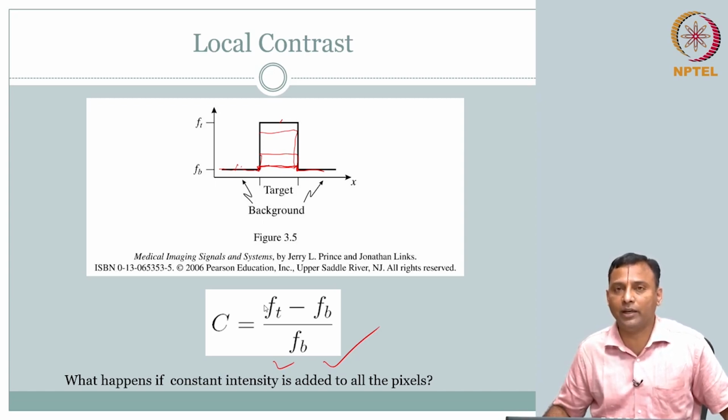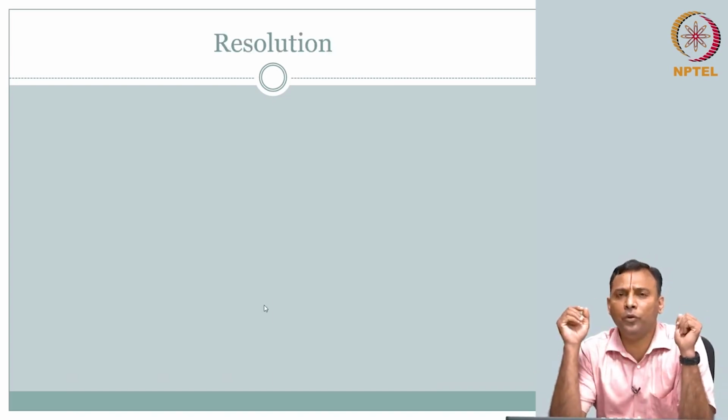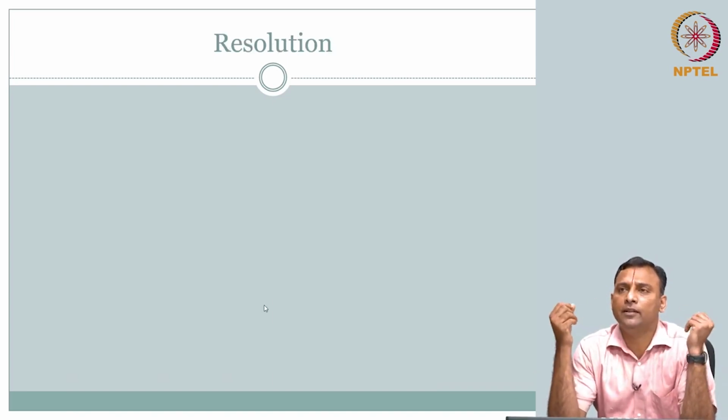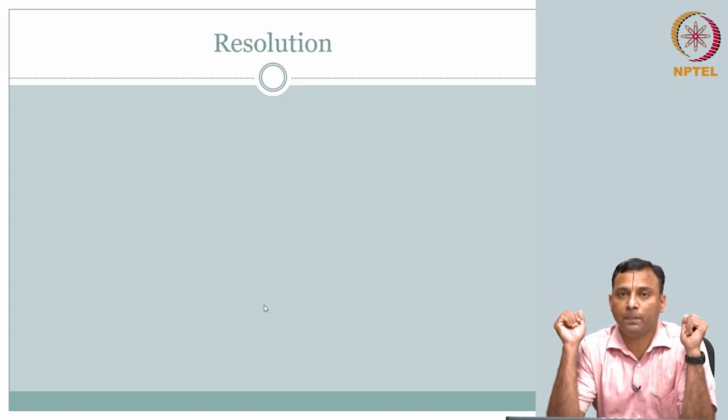The other image quality metric that we listed that we want to proceed towards, another very important one, is resolution. So what comes to your mind? I know you would have used this colloquially. Oh, I got a cell phone, right? It has much better resolution, right?